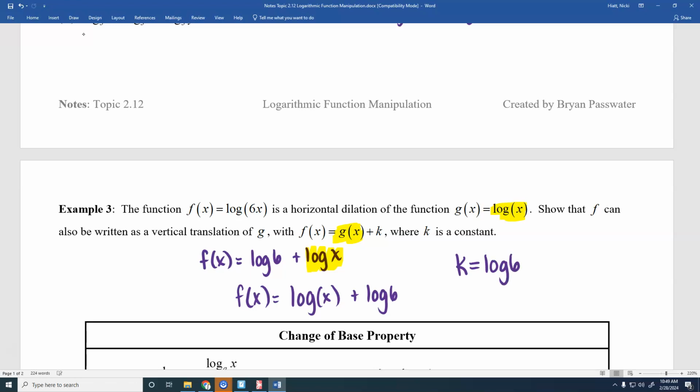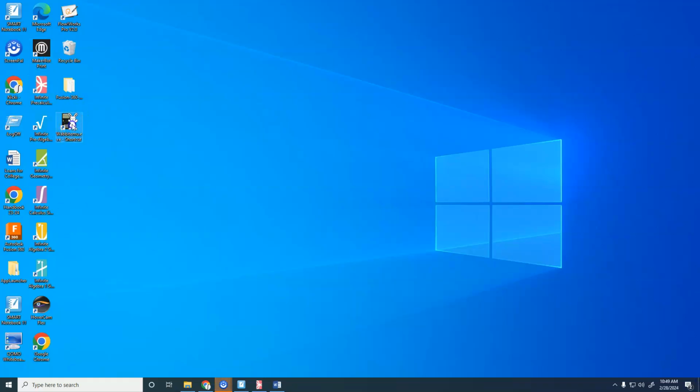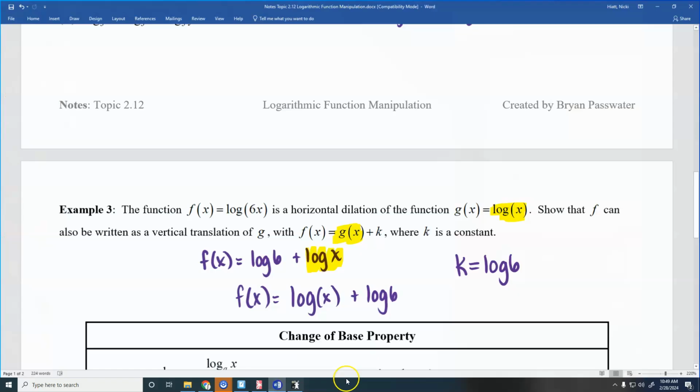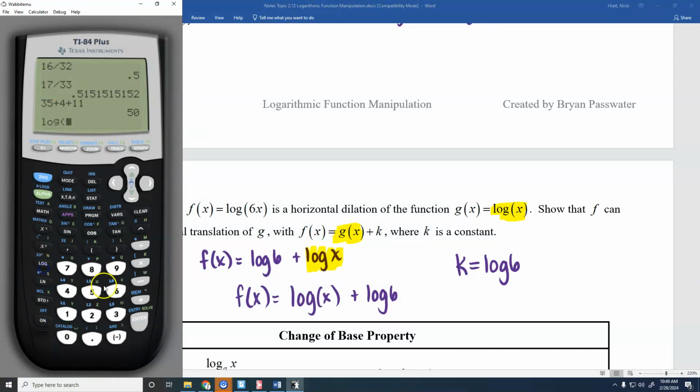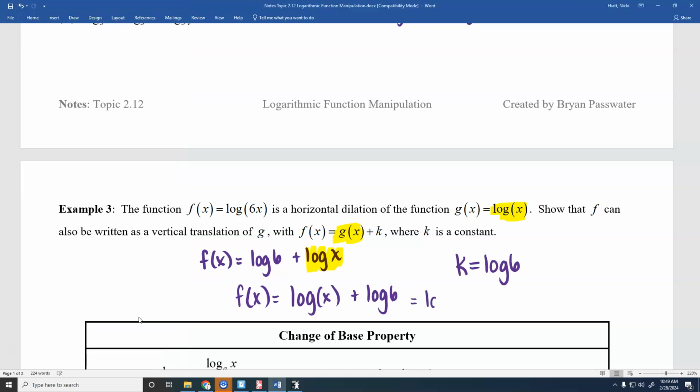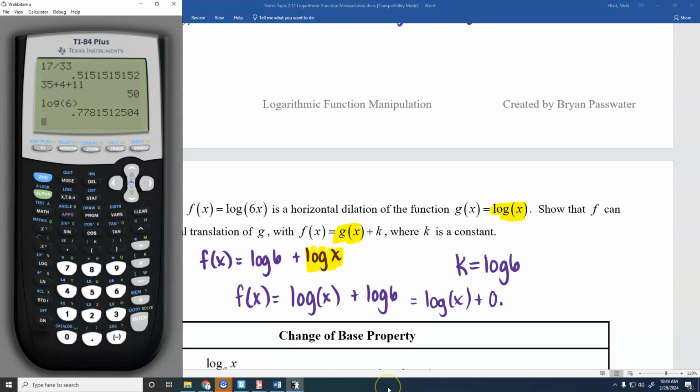It's always hard for students to recognize log 6 as a number, because it doesn't look like a number, right? It looks like a variable expression, but log is an operation. If you go to your calculator, you can type in log 6, and it's going to give you a decimal, right? So this is the same as having log of x plus 0. What was that number? 0.77815.